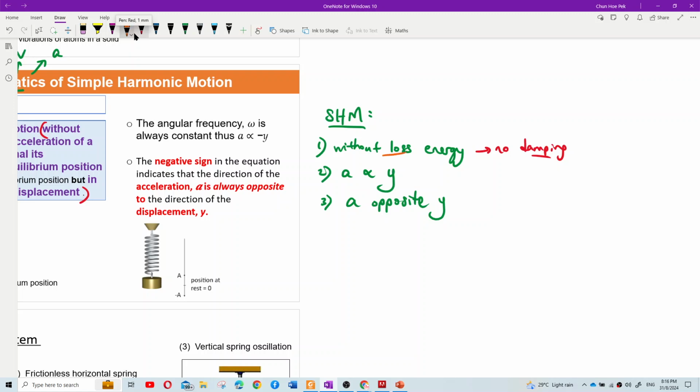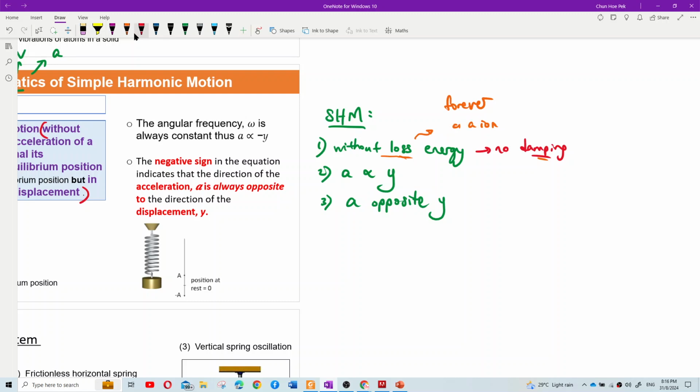We don't want to consider damping, because if we consider damping, the whole thing becomes more complicated. So we don't want to consider loss of energy. So we consider that this oscillation will happen forever. Without loss of energy, the oscillation will repeat forever. That means it will oscillate forever.